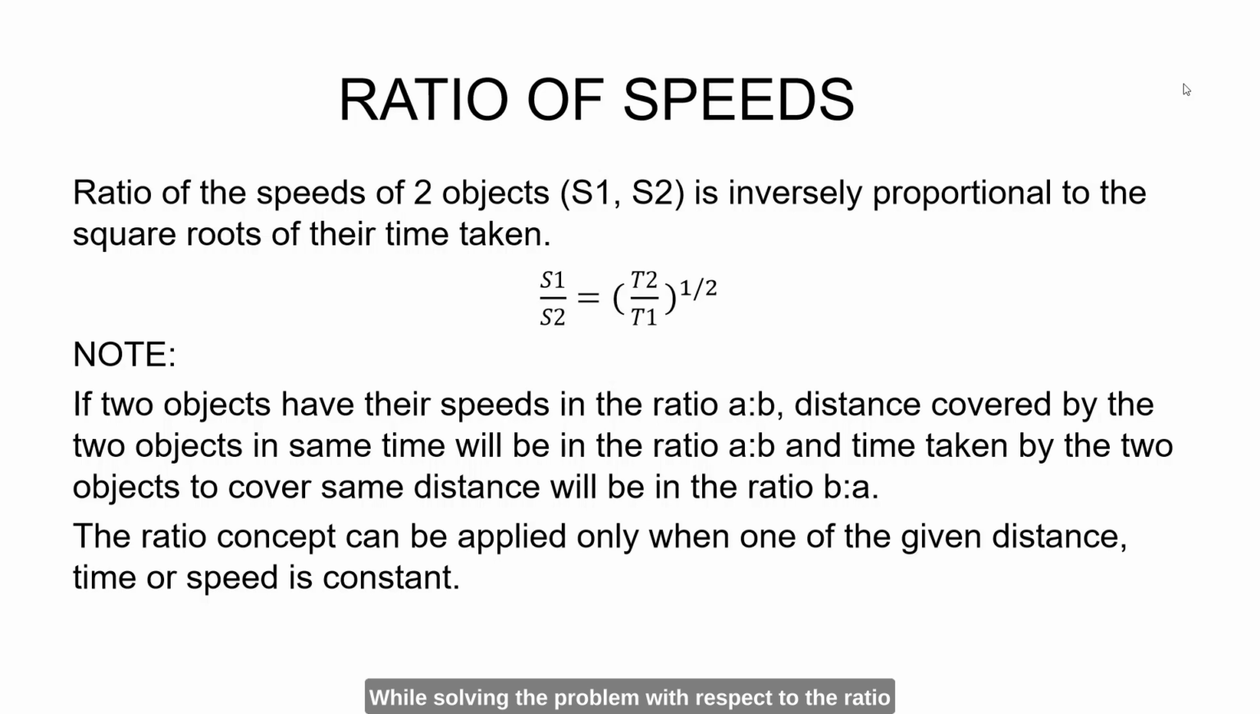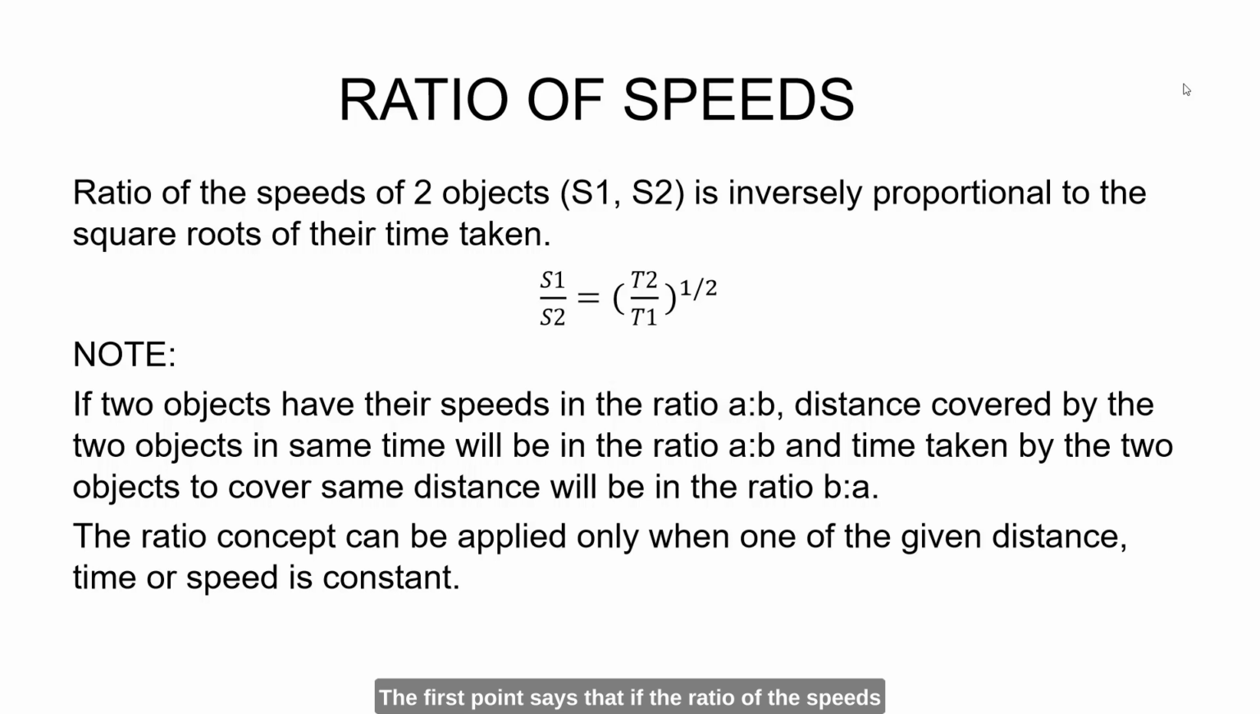While solving the problem with respect to the ratio of speeds, we need to consider two points carefully. That is, if two objects have their speeds in the ratio a is to b, the distance covered by the two objects will also be in the ratio a is to b, and the time taken by the two objects will be in the ratio b is to a.